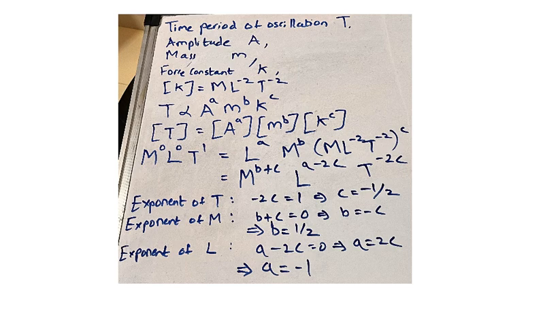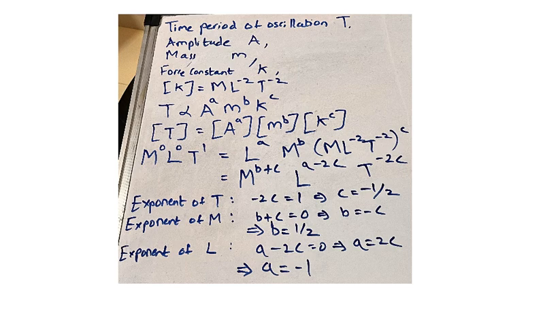When we compare the exponents, let's compare the exponent of T. The exponent of T on the left hand side is 1, and the exponent of T on the right hand side is minus 2c. So we have minus 2c equals 1, which gives us that the value of c is minus half.